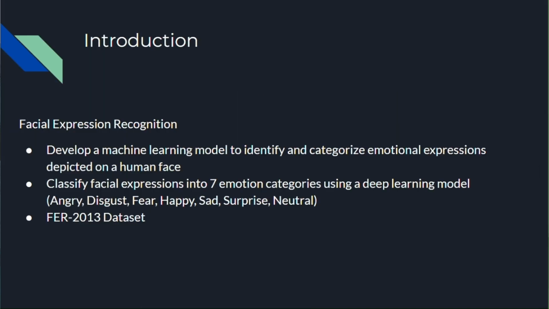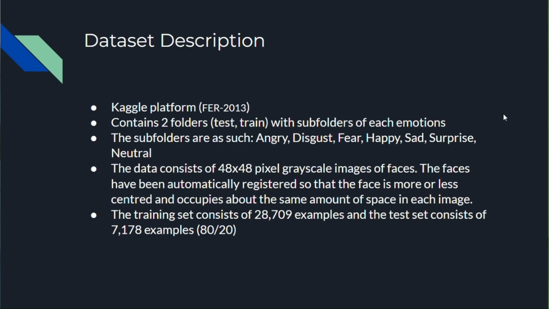In this project, we built a machine learning model that analyzes facial expressions and categorizes them into 7 emotions: angry, disgust, fear, sad, surprise, and neutral. We trained our model using the FER 2013 dataset, which is a standard benchmark in the field of facial expression recognition. The overall goal was to replicate how humans intuitively read emotions, but with artificial intelligence.